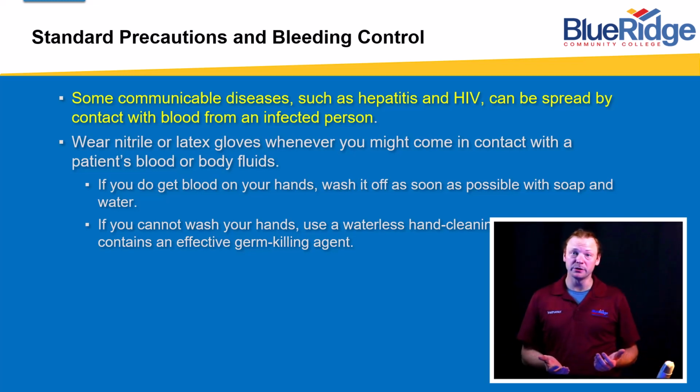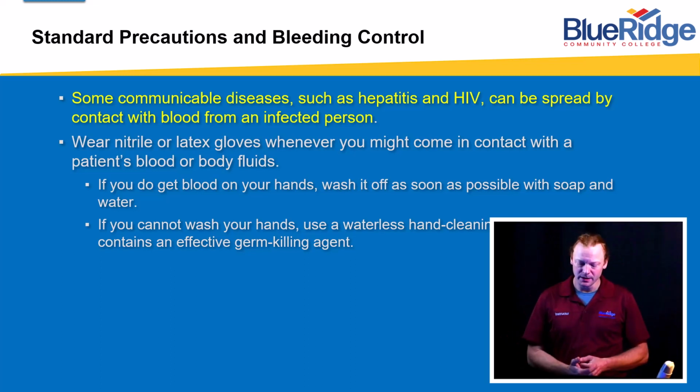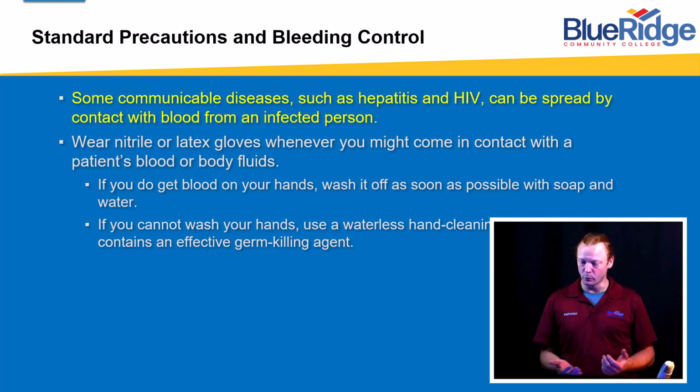If you do get blood on your hands, don't freak out. Just go wash it off as soon as you can find a sink with soap and water. If you can't wash your hands off immediately, you can use the disinfectant hand wipes as a temporary solution and then wash your hands with soap and water later on down the road when you do find them.